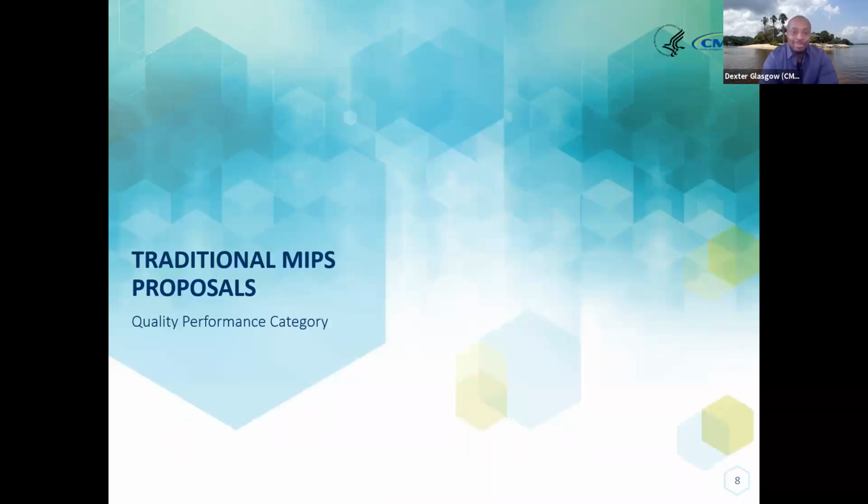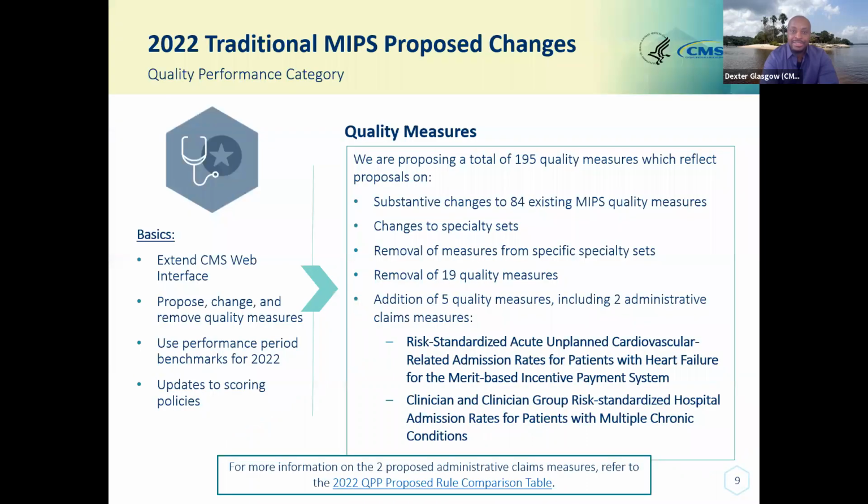Okay, traditional MIPS proposal and the quality performance category. CMS issued a request for information regarding the draft COVID-19 vaccination by clinicians measure specifications. This is based on these 5 quality measures and these 2 administrative claims measures we have here. The risk standardized admission rates for patients with heart failure for the Merit-based Incentive Payment System. This is based on a 21 case minimum, 1-year performance period from January 1st to December 31st. It applies to MIPS eligible clinicians, groups, and virtual groups.